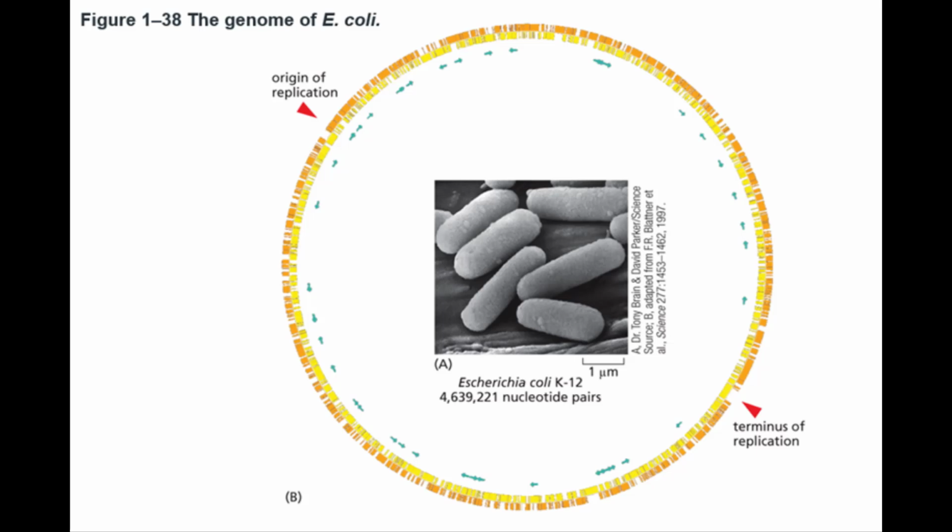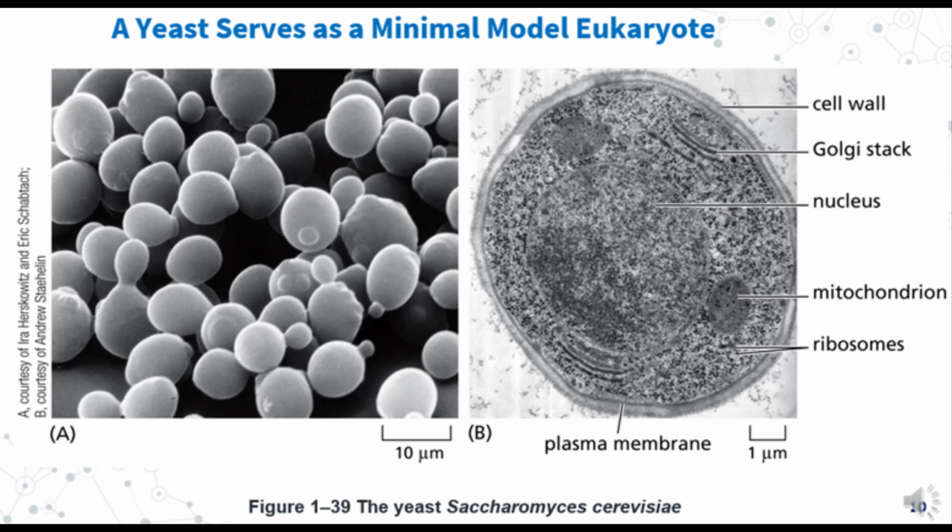So E. coli gave us the fundamental building blocks for prokaryotes, those cells without a nucleus. But what about eukaryotes? You know, the cells that make up plants, animals, us, with their much more complex internal bits. How do we scale up? That's where unicellular yeast comes in. Specifically, Schizosaccharomyces pombe is a great example. It serves as a minimal model eukaryote.